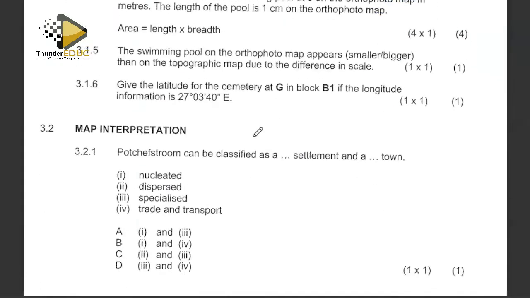The swimming pool on the orthophoto map appears, is it smaller or bigger? Automatically it appears bigger on the orthophoto map because of the scale.